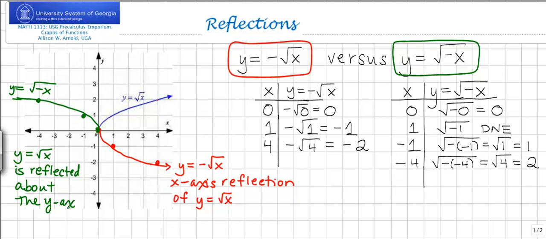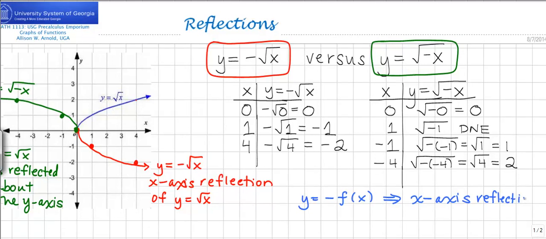Okay, so to recap, in general, if you have a negative 1 times f of x, that produces an x-axis reflection. If instead you have negative x replacing x in the function, you have a y-axis reflection.